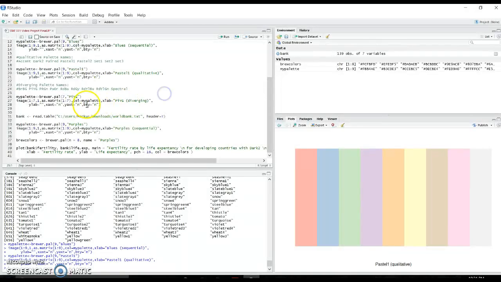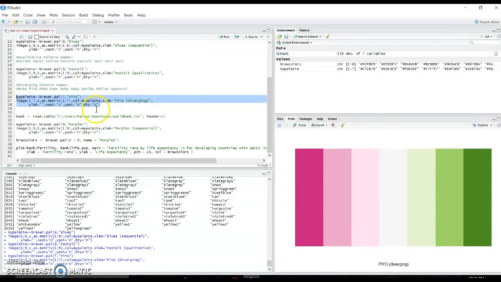Let's take a look at the diverging palette PiYG. As you can see, the darker colors lie at both ends, representing low and high extremes, and the critical class data points would take on the colors towards the middle.